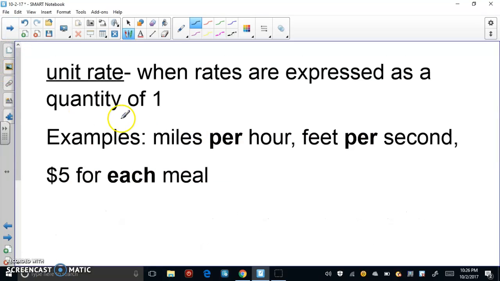Some examples of unit rates you may hear. Common ones are like miles per hour, feet per second, and maybe something like money for something. Like an example is $5 for each meal. So when we see words like per or each, that should be a big clue that we're looking for a unit rate, especially when we're looking at ratios. So special rates that express a quantity of 1 are called unit rates. So just remember, unit means 1.